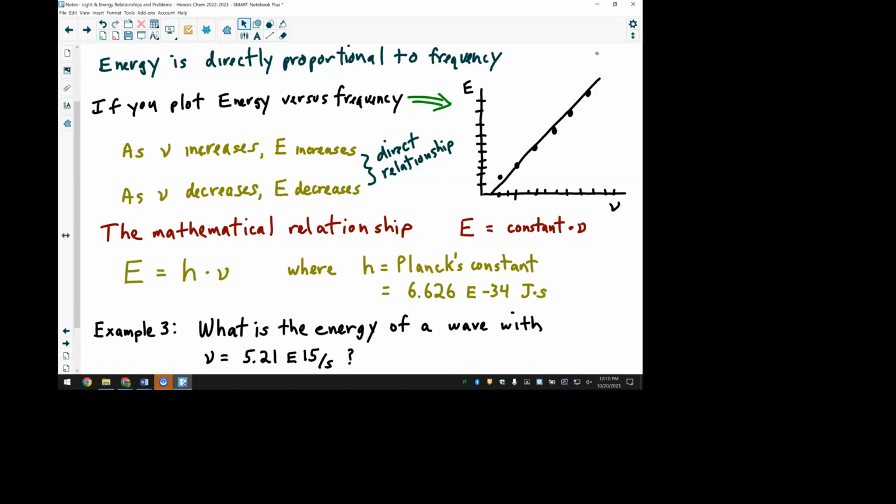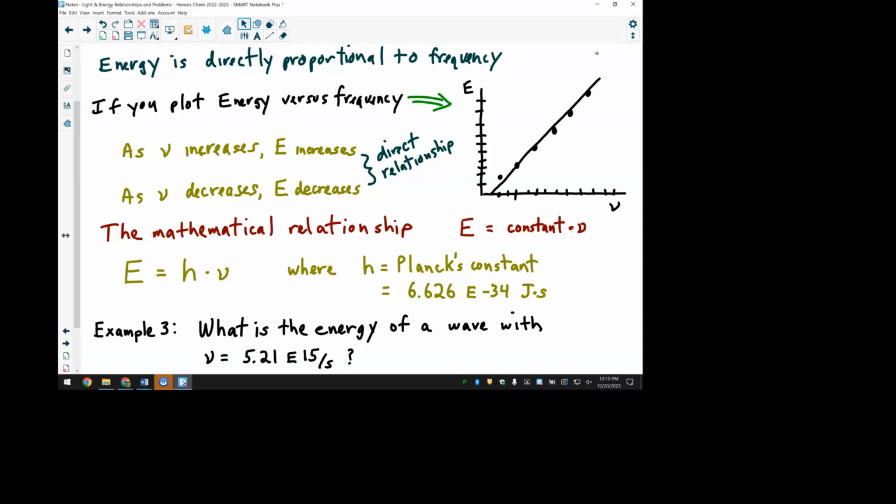Unfortunately, it has an ungodly unit of joules times seconds. If you recall, joules is the unit of energy. And I don't know what a joule second is. I know what a meter per second is, right? It's a speed. I don't know what a joule second is, but you know what? That's just the units of the constant. We got to go with it, okay?